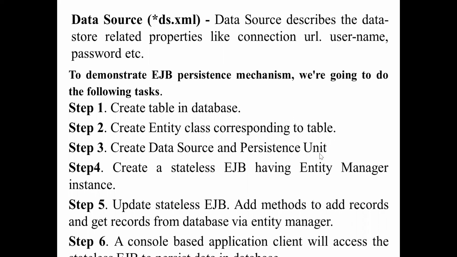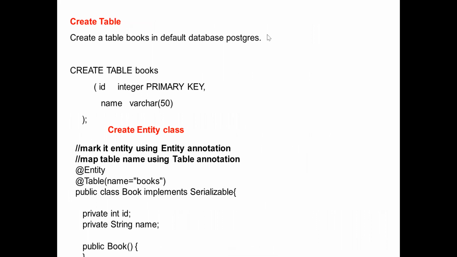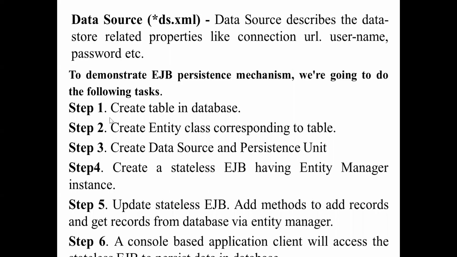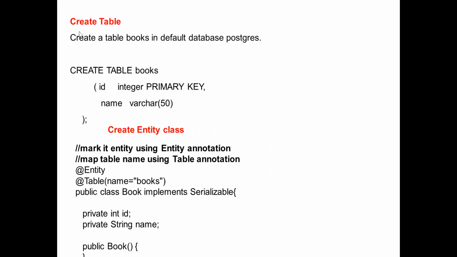The first one, step 1, we have to create the table. So how can we create the table? Create table, and the table name is book, and it contains some parameters. That is, ID is an integer, declared as a primary key, and name is varchar 50. So this is the first step: we have to create the table in the database, and the table name is book in the default database of Postgres.